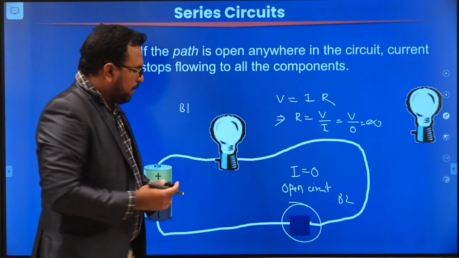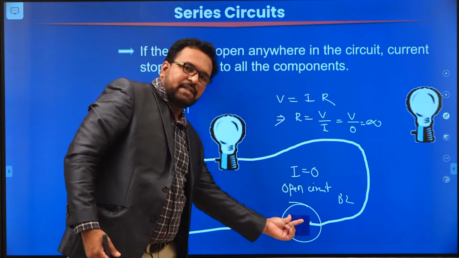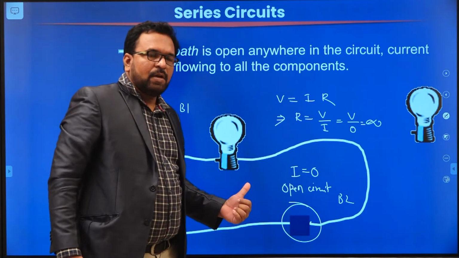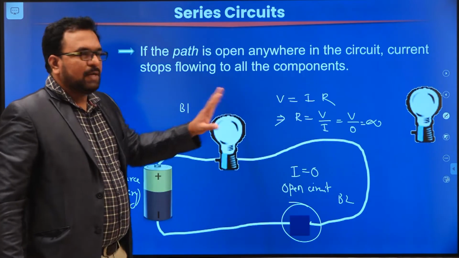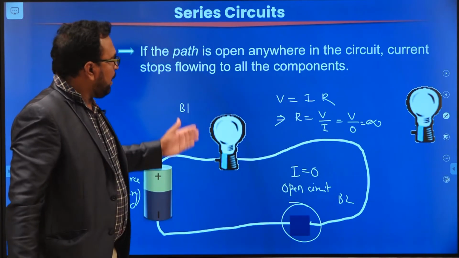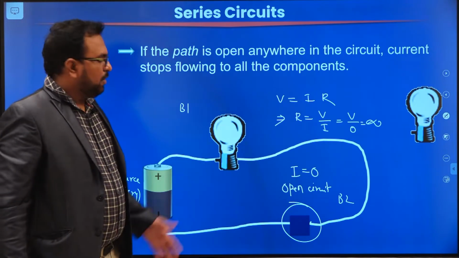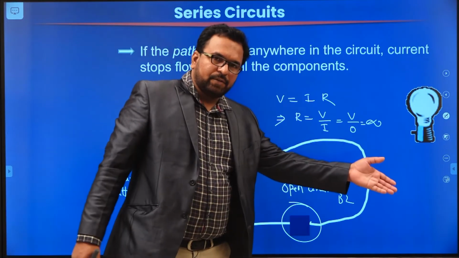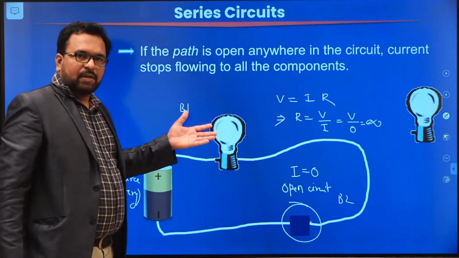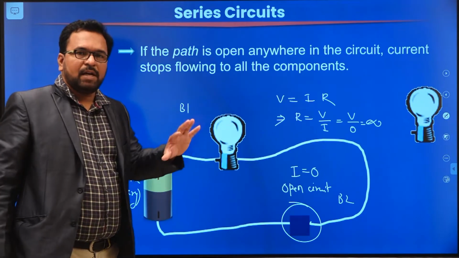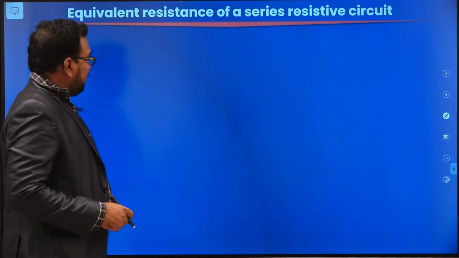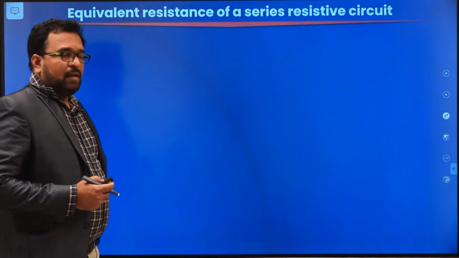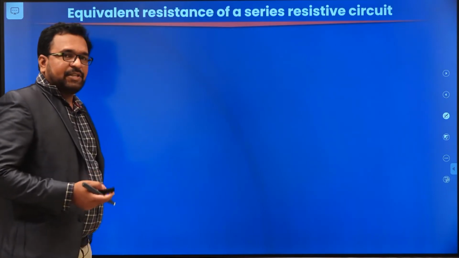So we have an infinite resistance present across the open circuit, which doesn't allow any current to flow through it. That's why the bulbs will not glow. This happens in a series circuit. If one component is removed from the circuit, the other components also don't work because the current will not flow through them either. Next, let us find the equivalent resistance of a series resistive circuit.